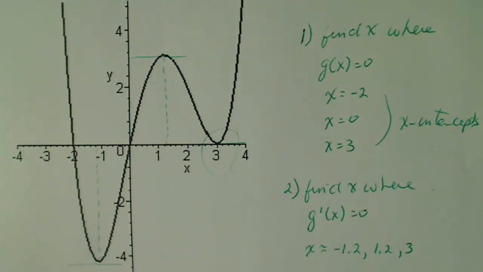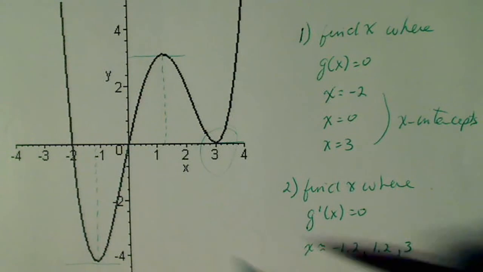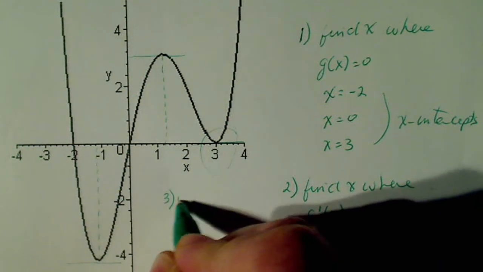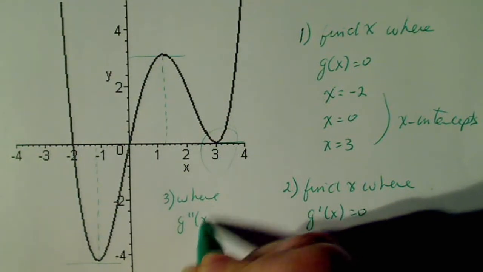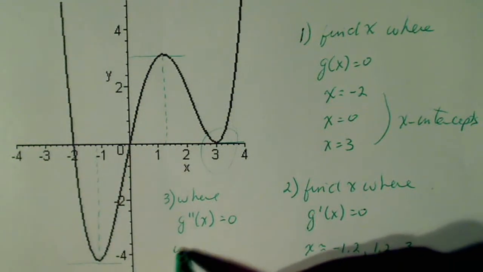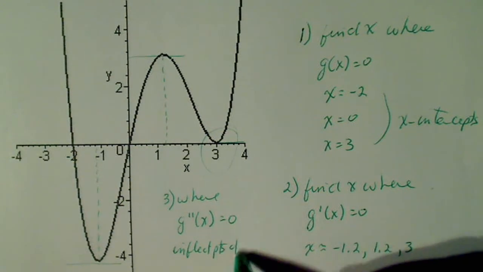Now the last one is the values of x for which g double prime equals 0. So, can't really see this, 3, where g double prime equals 0. Well, we know that the second derivative equals 0 where the original function g has inflection points. So that means a change in concavity. So this is inflection points of g.